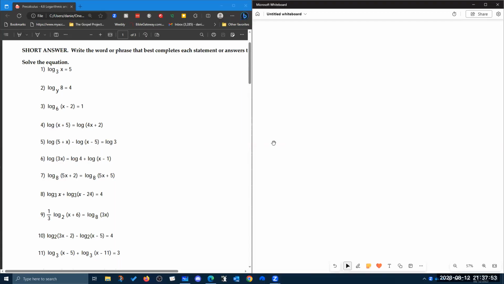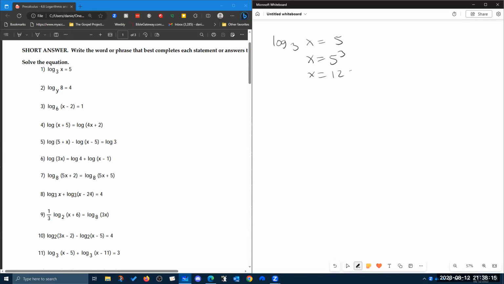Now we're going to put everything that we've learned about exponential and logarithmic equations together, and we're going to solve some of these logarithmic and exponential equations. So let's start off with number 1. Log base 3 of x equals 5 means that x equals 3 to the fifth.